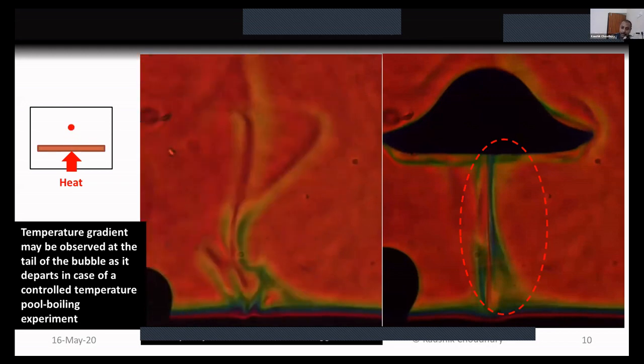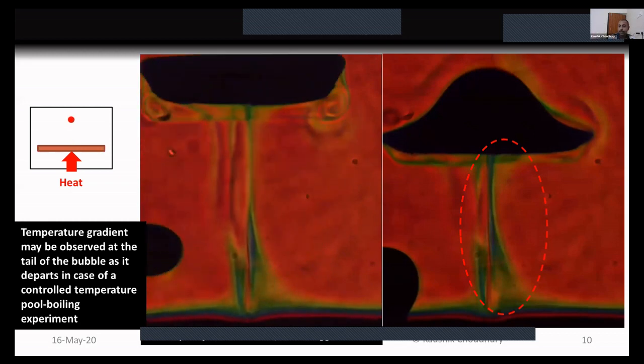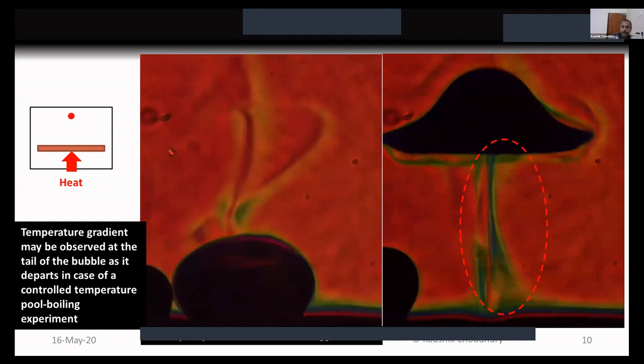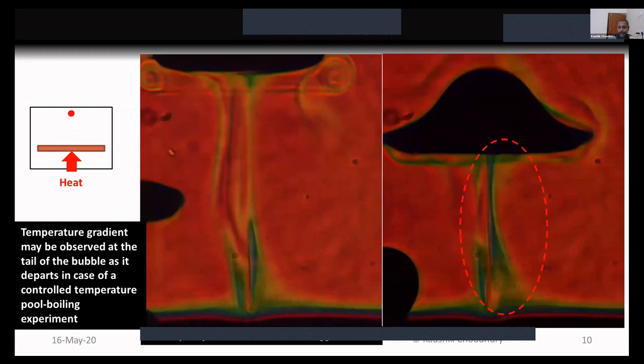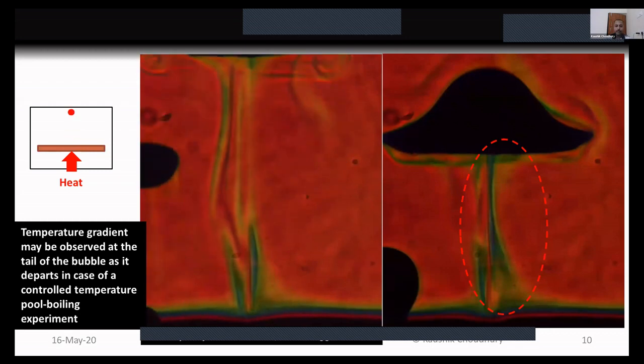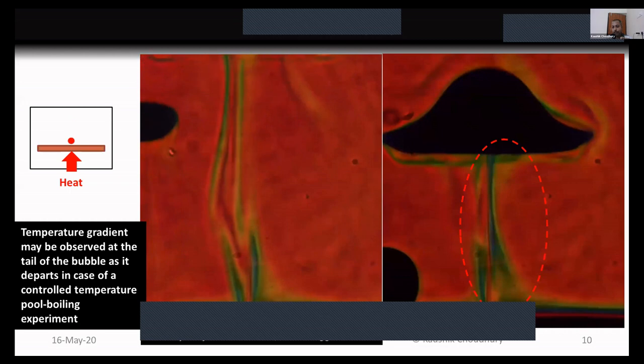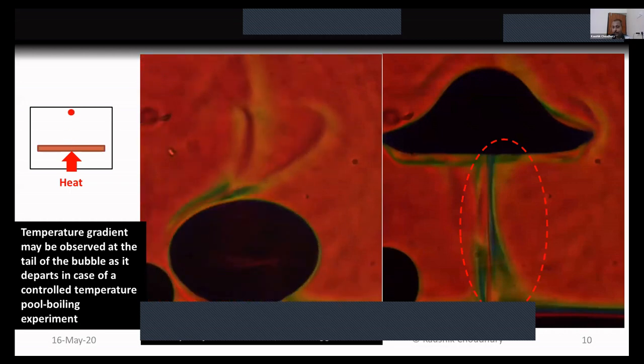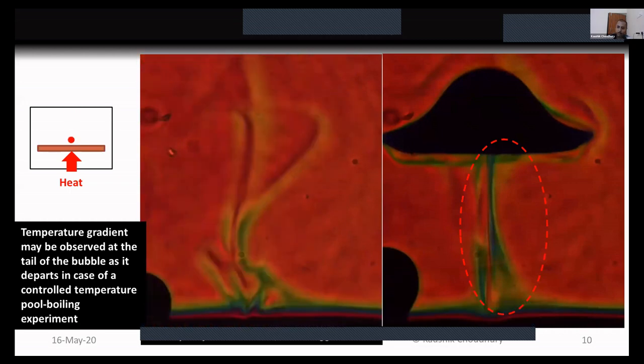And how do we measure the gradient? We measure the gradient depending on the color. So if there is a particular color coming out, we can say, okay, this is a moderate gradient, this is a high gradient, this is a low gradient. So this is a very simple experiment, yet giving us a lot of scientific data.